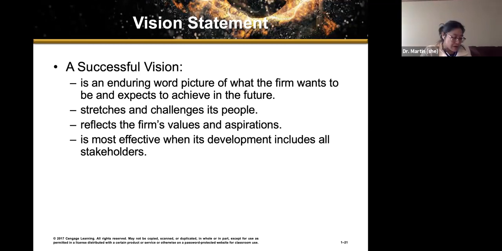When we talk about stakeholders, we're talking out, my cat's biting me. Out, go away, stop biting me.